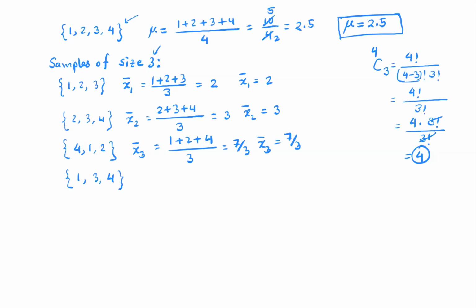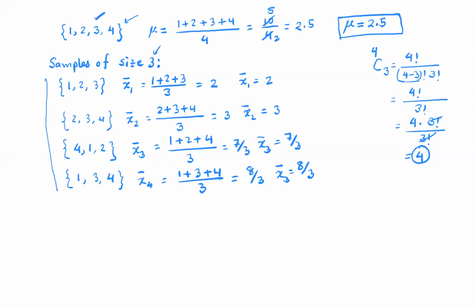x4 bar is going to be 1 plus 3 plus 4 divided by 3. That is going to be 8 over 3. So your x4 bar is equal to 8 over 3. So these are the averages of each of these samples, right? So these are all the possible samples that you can get of size 3 from this population.